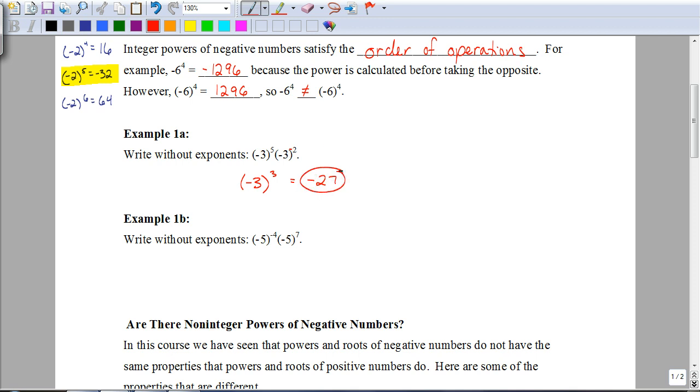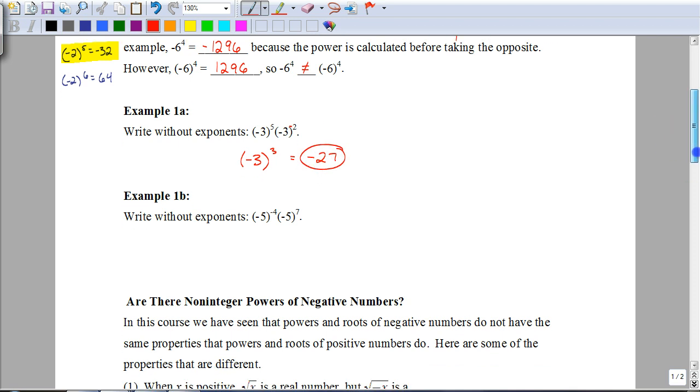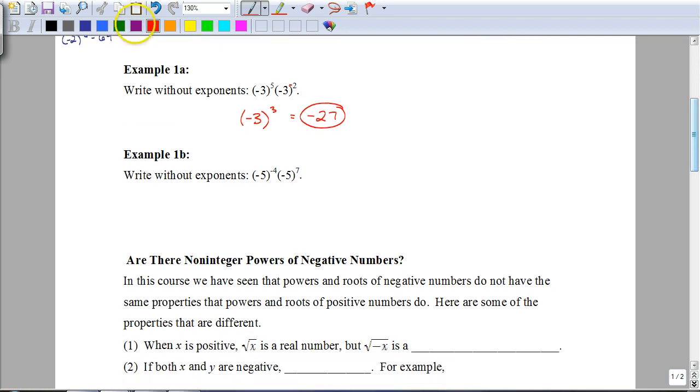Why don't you try the next one on your own? So pause the video and hit play when you're ready. Okay, so again, the bases are the same, so that tells me that we can add the exponents. So it's going to be negative 5. Again, make sure you put that in parentheses.